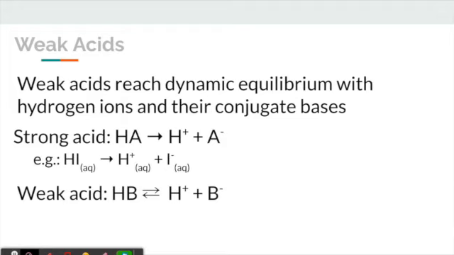So for example, hydriodic acid, HI, is going to completely ionize into H plus ions and I minus ions. Whereas hydrofluoric acid, which is a weak acid, will break up into H plus ions and F minus ions when it ionizes, but it'll do that and reach a state of dynamic equilibrium, and actually fairly soon, and that's why it's called a weak acid.